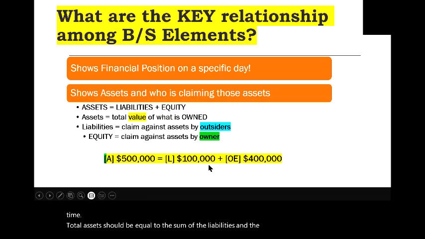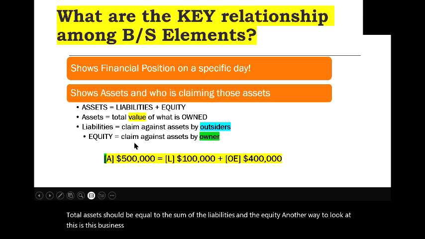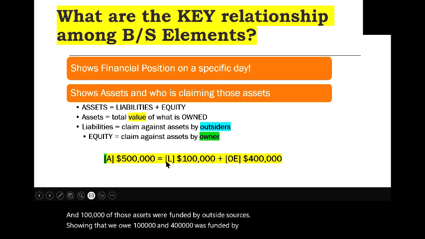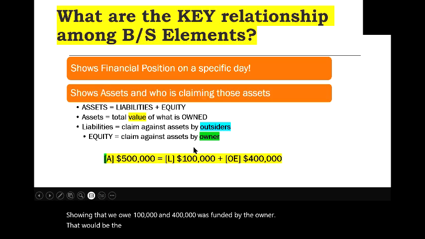Another way to look at this is, this business or economic entity has $500,000 of assets, and 100,000 of those assets were funded by outside sources, showing that we owe 100,000, and 400,000 was funded by the owner. That would be the financial position on that specific day when these numbers were extracted from the records.